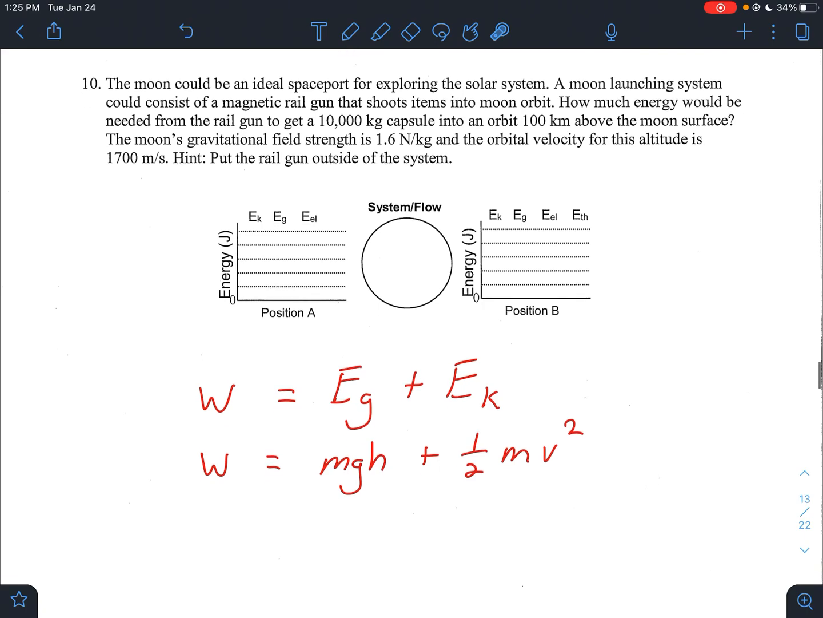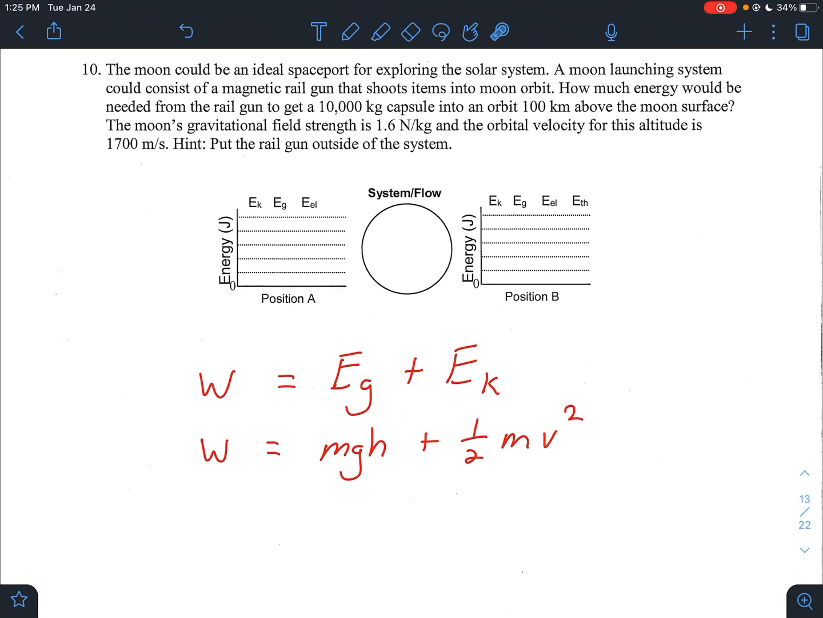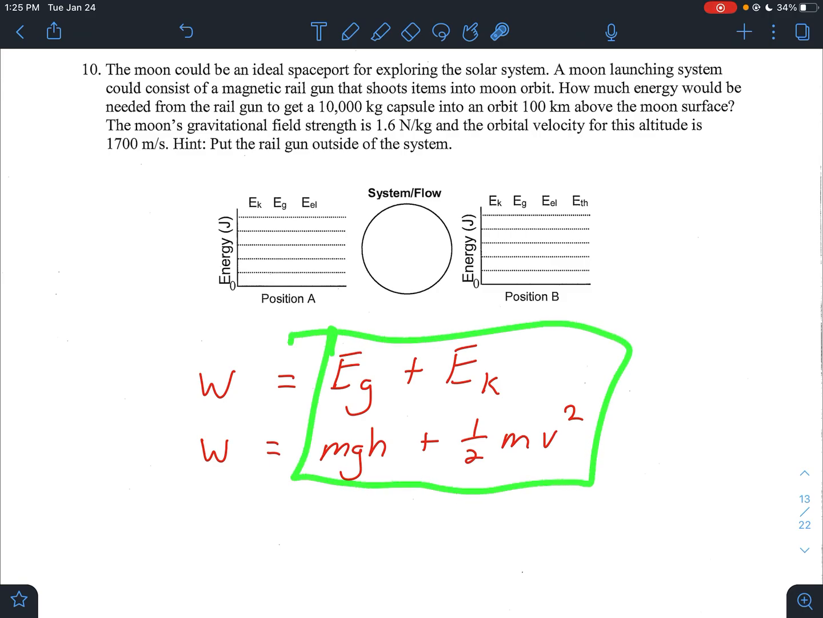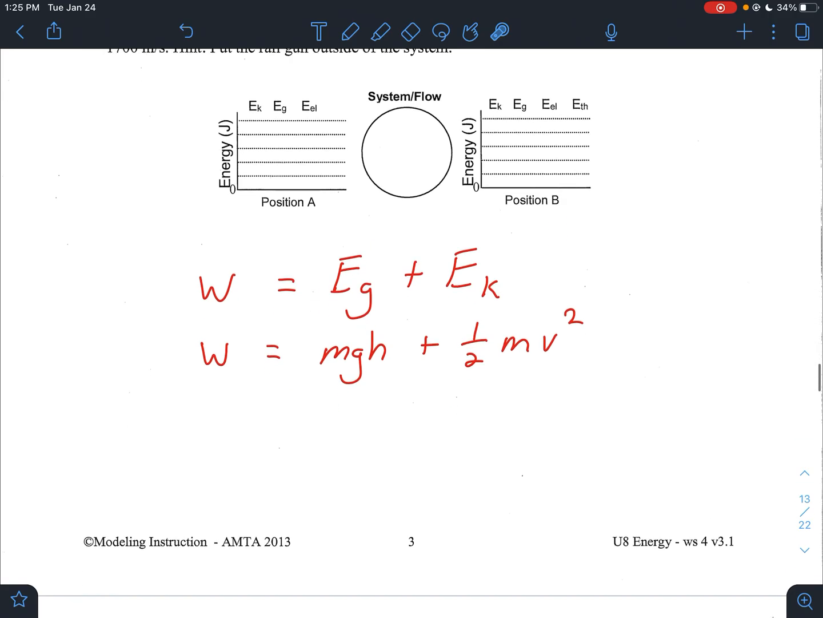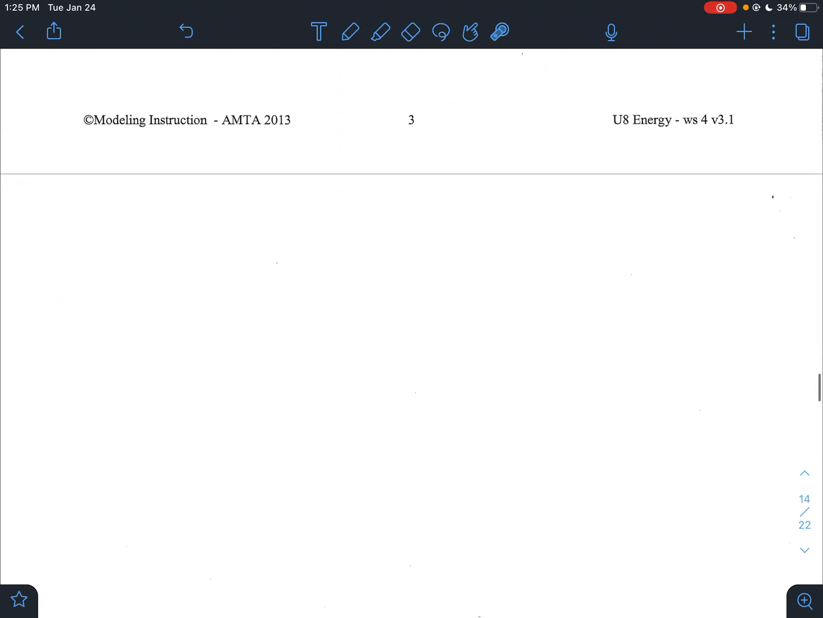In 10, we kind of have a futuristic kind of thing here, where it's the work done or the energy stored in the railgun, meaning the railgun's going to do some work on some objects to launch them into space. How much work do we need? That's going to be the question that you're going to solve for, plugging in all those values.